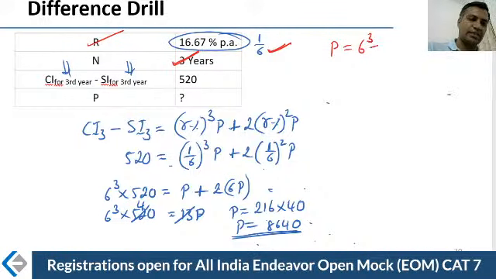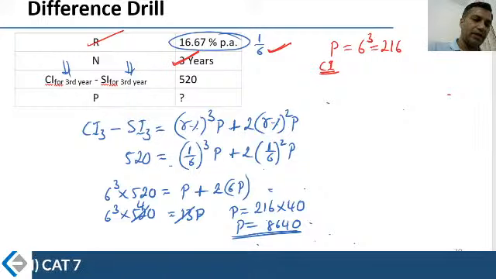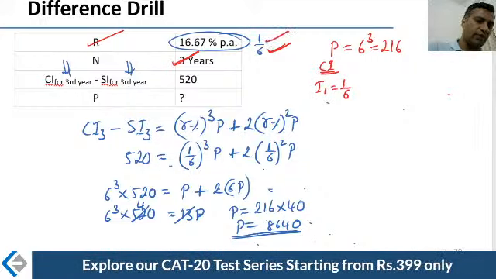That is 216. Perfect. Now, compound interest for the first year. I'm writing for the CI scheme. What is the interest for the first year? Interest for the first year is 1 by 6, because 1 by 6 is the rate of interest. 1 by 6 times 216 is nothing but 36.